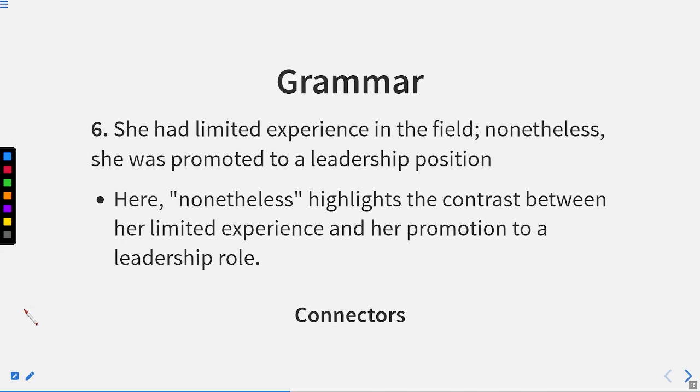She had limited experience in this field. Nonetheless, she was promoted to a leadership position. Maybe because of her work. Here, "nonetheless" highlights the contrast between her limited experience and her promotion to a leadership role.